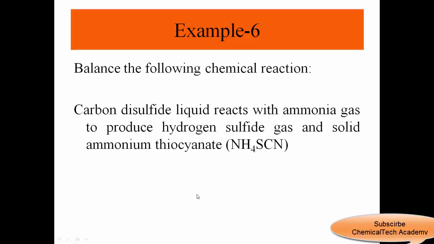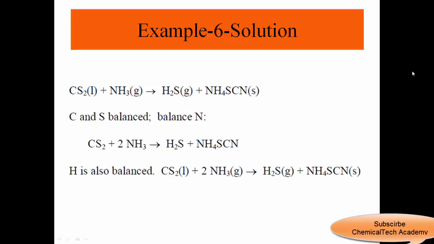Balance the following chemical reaction. Next example, we have carbon disulfide liquid reacts with ammonia gas to produce hydrogen sulfide gas and solid ammonium thiocyanate, which is NH4SCN. So CS2 plus NH3 is going to give us H2S plus NH4SCN.